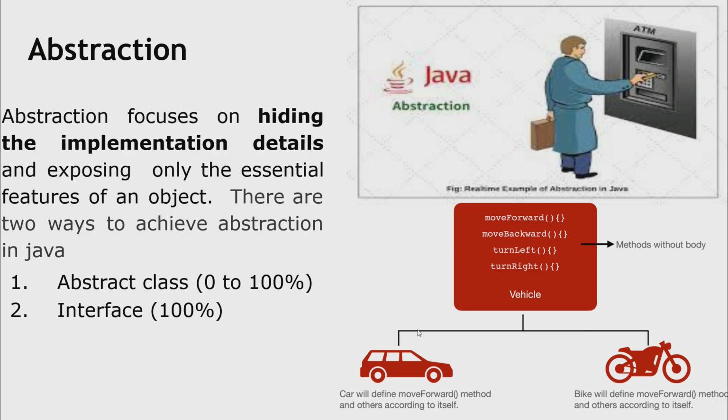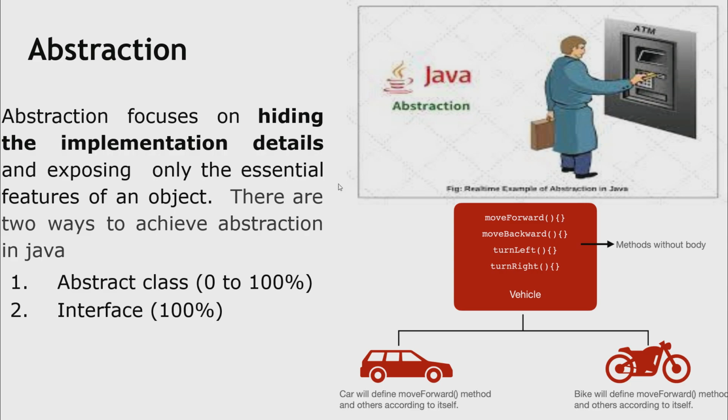Next one is abstraction. What is abstraction? Abstraction is hiding the implementation details and exposing only the essential features of an object. See the example given in this picture. Here one man is taking money from the ATM machine. Within the ATM machine there are so many machines and circuits present inside. Its implementation detail is hidden from the user. The user only needs to know how to take money from the ATM machine.